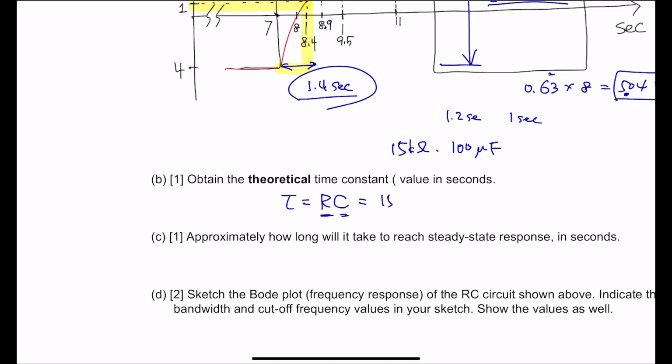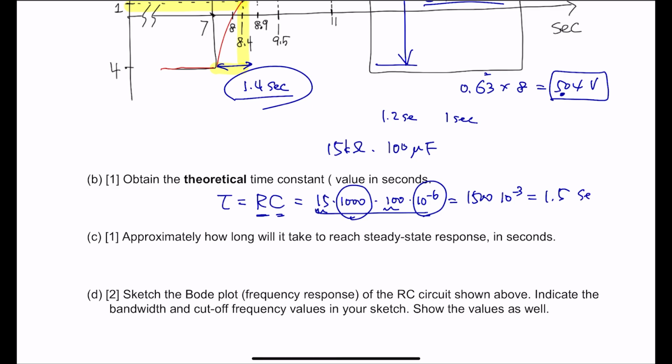Then this is 15 times 1000, and this is 100 times. Micro is millimicro, right? So 10 to the minus 3, 10 to the negative 6. So this is 10 to the negative 6. And this here will give us 1500. And this is 10 to the 3, 10 to the minus 6, so 10 to the minus 3. So this will give us 1.5 seconds, like this.